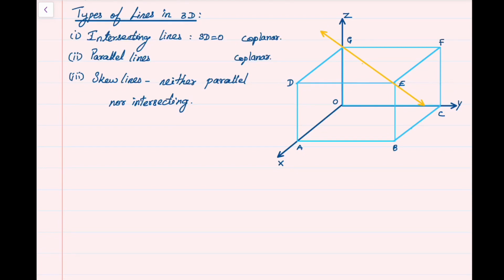Now consider the wall of the room OADG. I am drawing the diagonal of that wall, DO. So these two lines never intersect each other and they are not parallel also. So such lines are called skew lines. And two skew lines are non-coplanar lines. We cannot draw a plane passing through two skew lines.